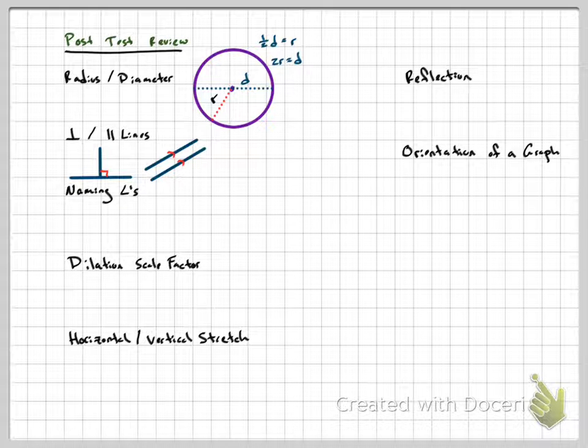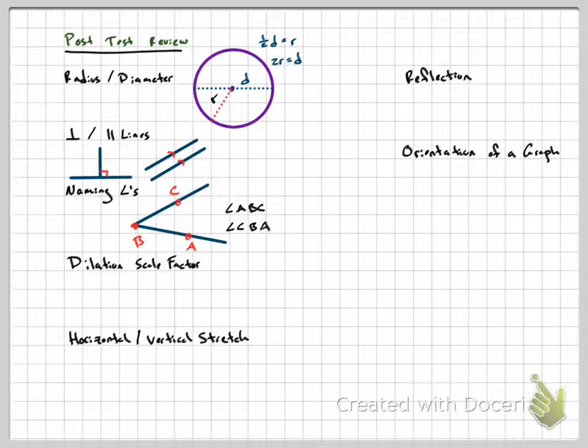Okay? Naming angles. Let's throw an angle out here. Let's put an A, a B, and a C. Now, I can name that angle in 2 different ways, but the vertex of the angle has to always be in the middle. So, I could name this angle ABC, or I could name it CBA. Both of those are okay, but notice that the vertex is in the middle for both.